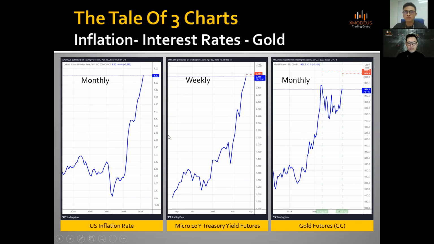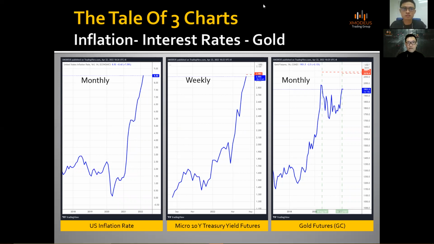Now, in terms of all these three charts, normally you would see some of the charts needing to be down, but you see all three on the upward rise. In terms of popular notions, if interest rates were to go up, gold is going to be affected. Normally, gold will move inversely to interest rates, right? So let's first look at this chart here, which is the US inflation rate.